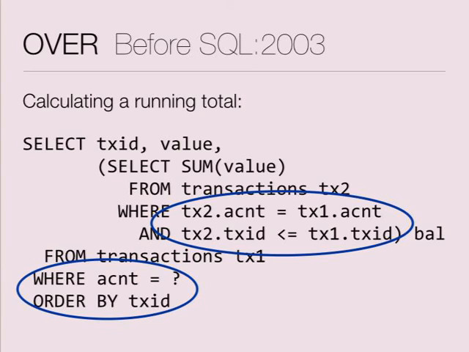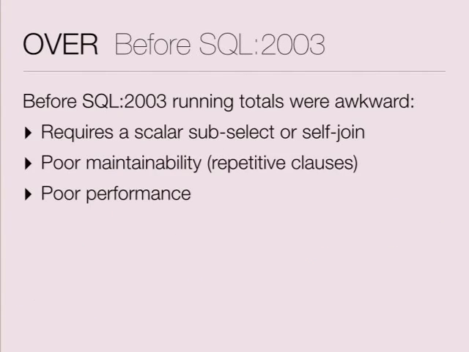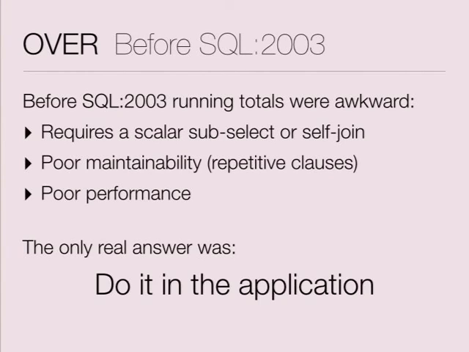One of the things is that you have to keep the where clauses and the order clauses in sync, which might become tricky if the order by clause is non-trivial, like more columns mixing asc and desc. Then you need to rephrase that order by clause as a where clause in the inner query. That's getting messy. So before SQL 2003, for running totals you had either to do a scalar subquery like seen here, or a self join. The maintainability was not great. The performance was even worse. So in all honesty, the only real answer, and in quite many cases it's still the best answer, was just do it in the application, really. SQL was just not the best choice for that kind of problem.